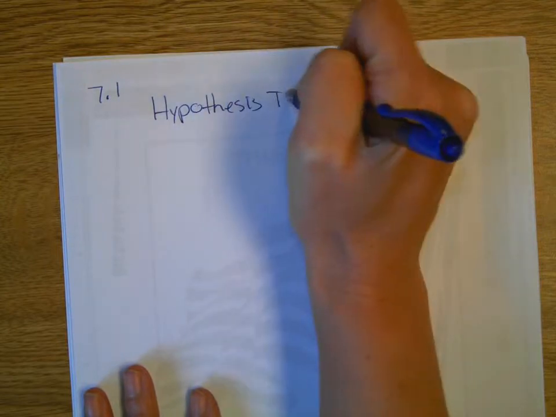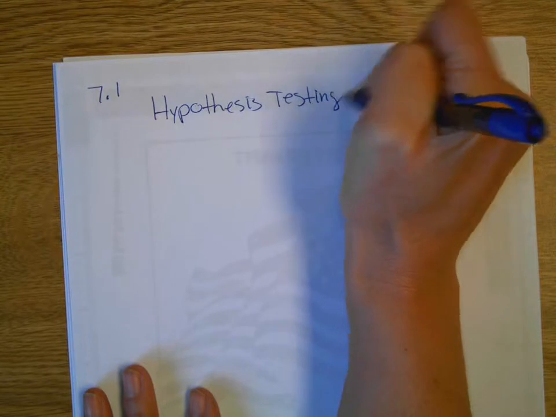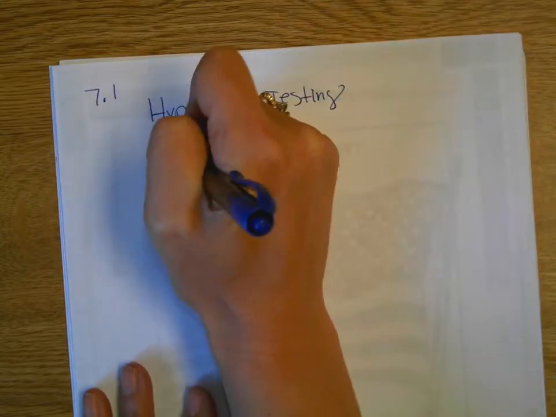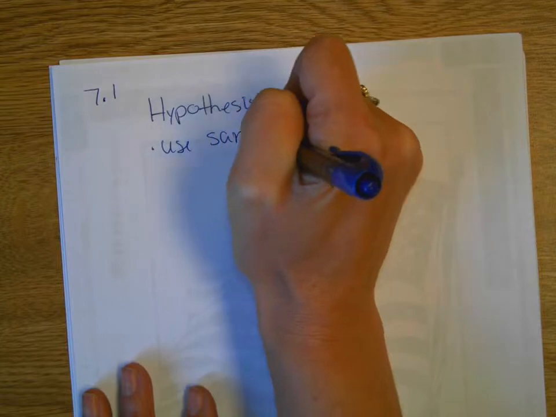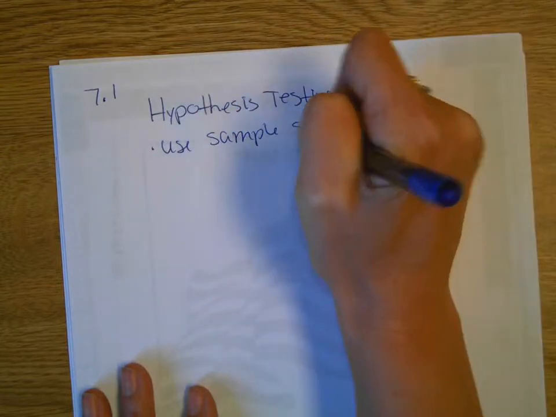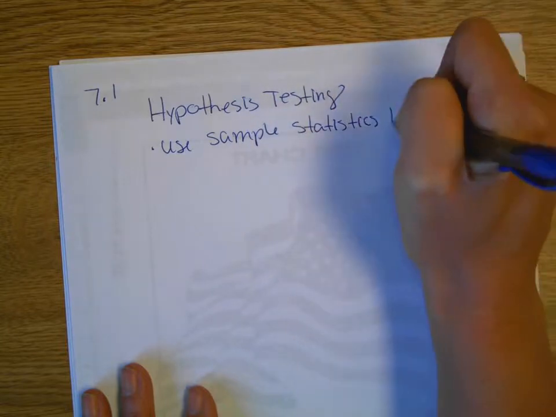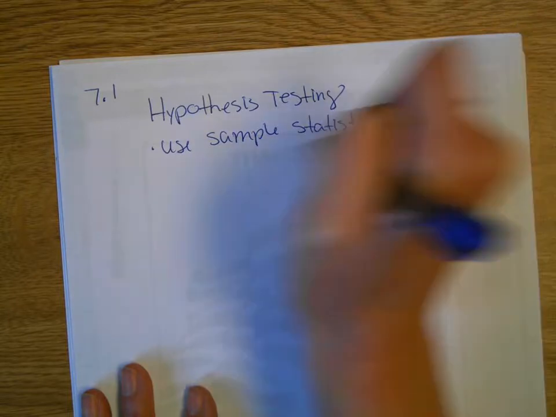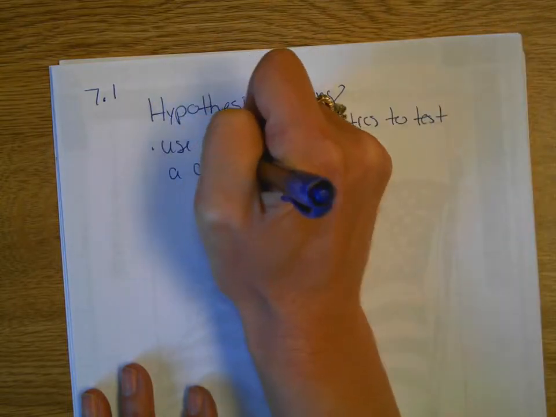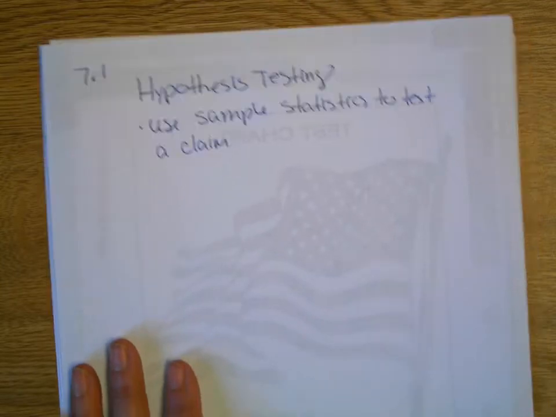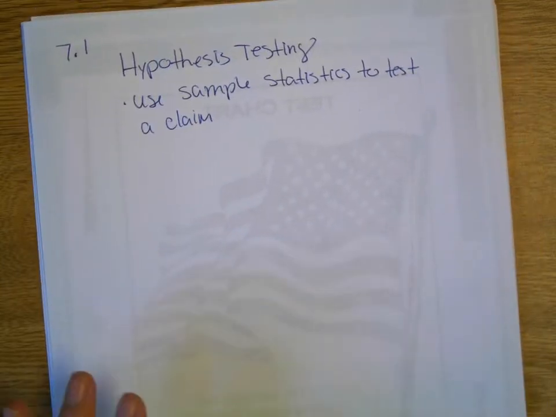Hypothesis testing is when you use sample statistics to test a claim. Like a battery manufacturer might say, the mean life of all of our batteries is 500 hours. So you believe them, maybe you don't believe them. How can you determine if that person's telling you the truth?